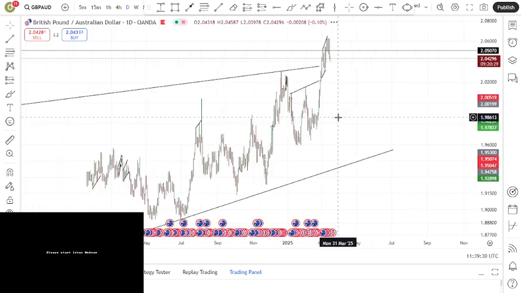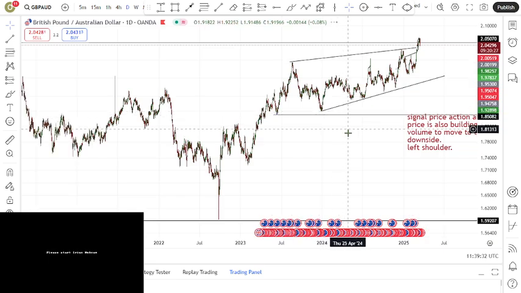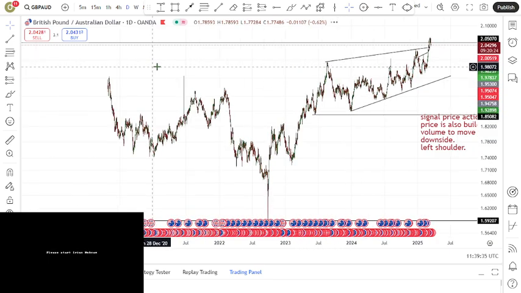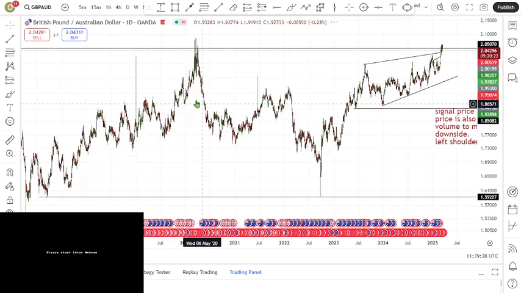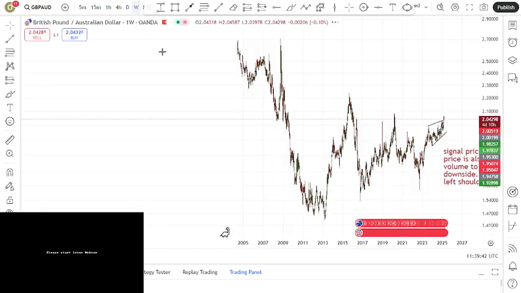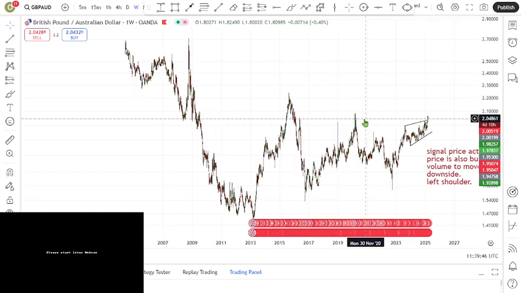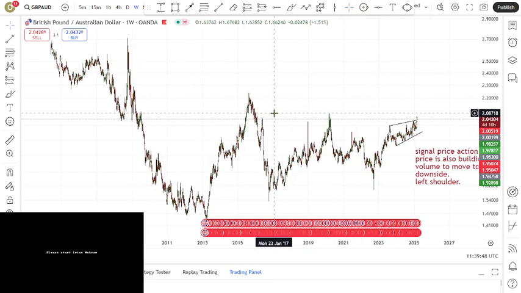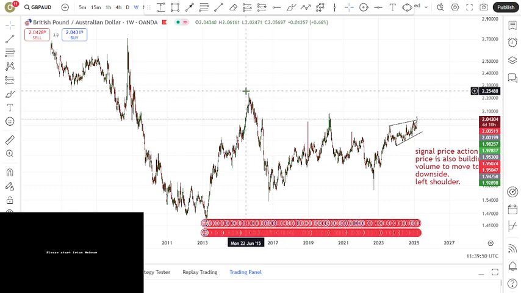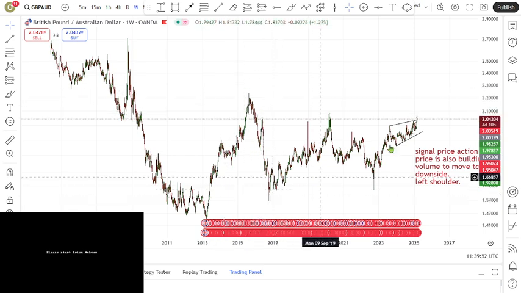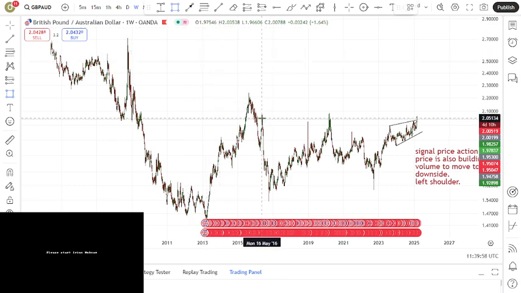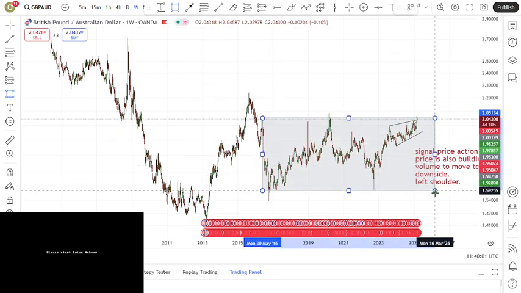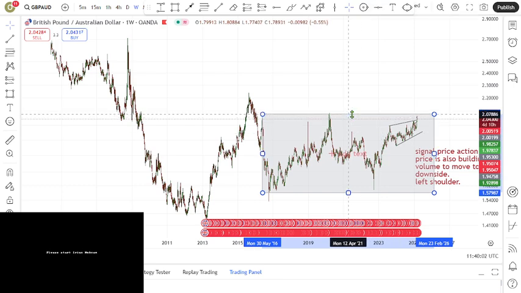Yes, let's look at this structure here. This GBP AUD, you can see from the weekly we have this range, this bigger range. Yeah, this is the range I'm coming at.